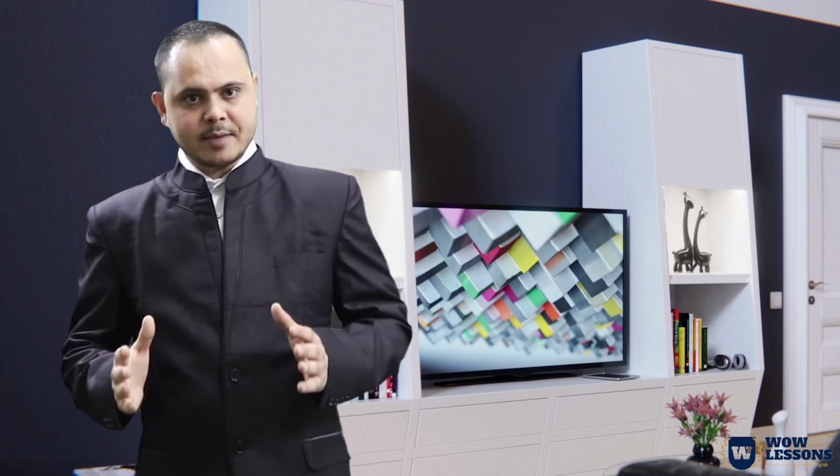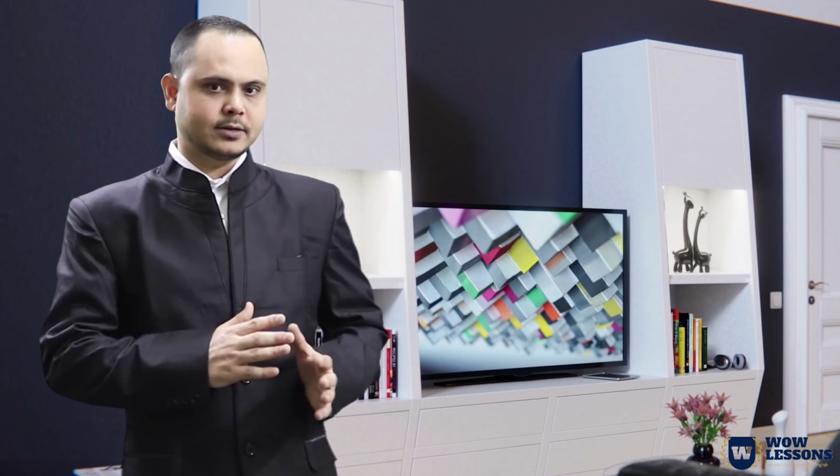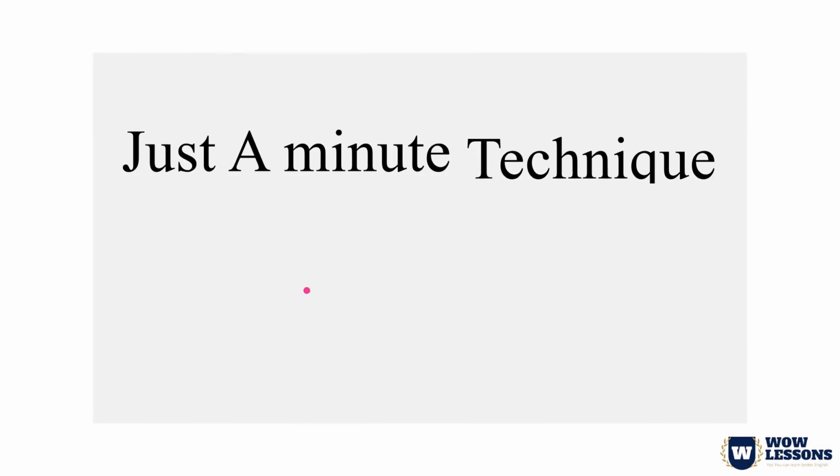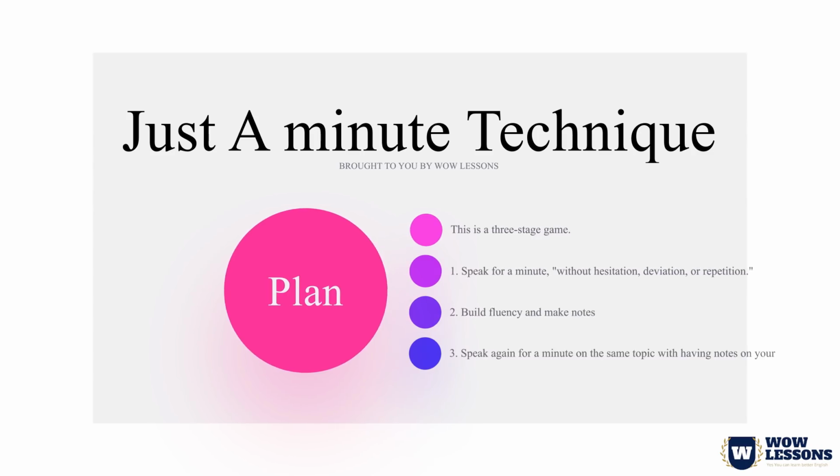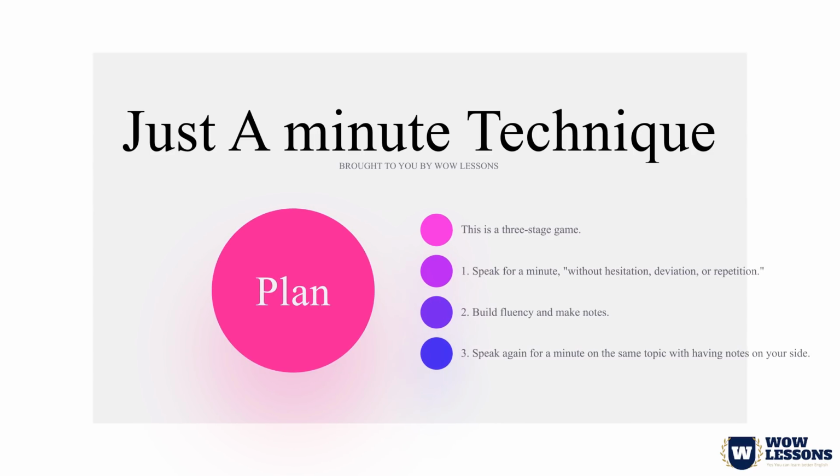Firstly, let's have some background idea about the game. JAM is a short version of Just a Minute. As the name suggests, in this game, a participant would speak on a given topic for a full 60 seconds without hesitation, deviation, or repetition. This is a 3-stage game. The game was designed by Ian Messiter for BBC Radio. So let's find out how to play this fun game.